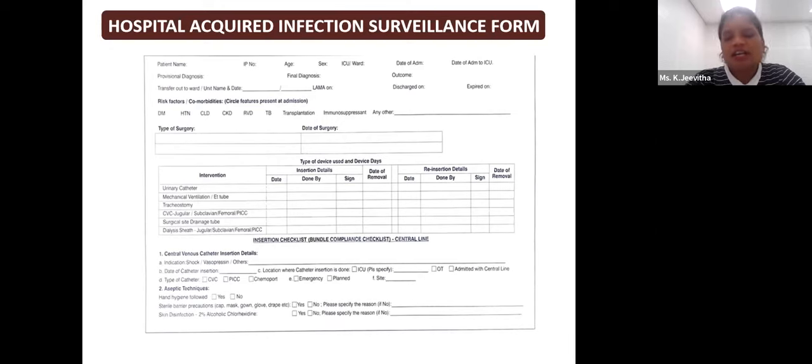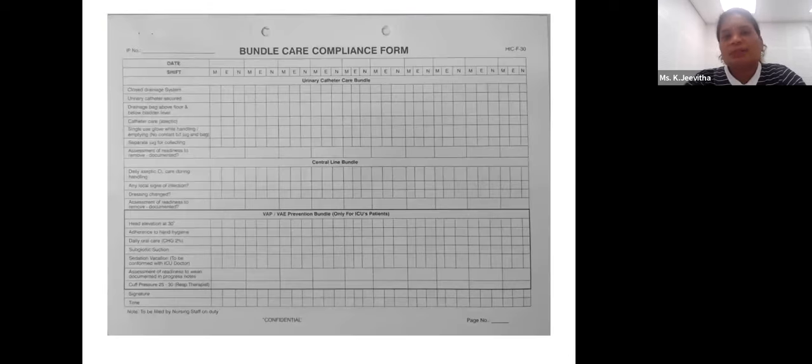One humble request is that you properly fill this checklist by actually seeing the parameters. A checklist should not be just a tick list. This is a humble request from my side. Always check the parameters properly, because we developed these bundles to reduce the infection rate.